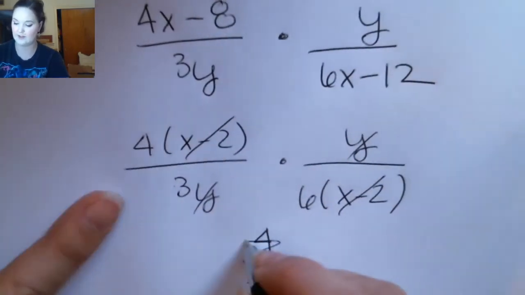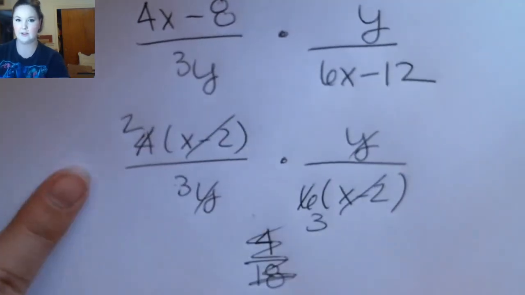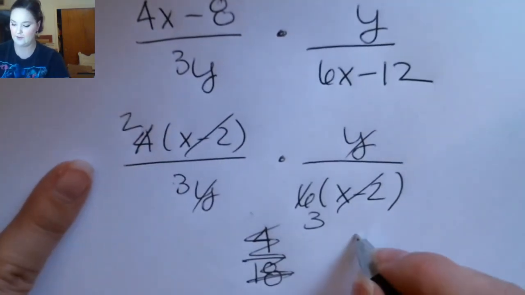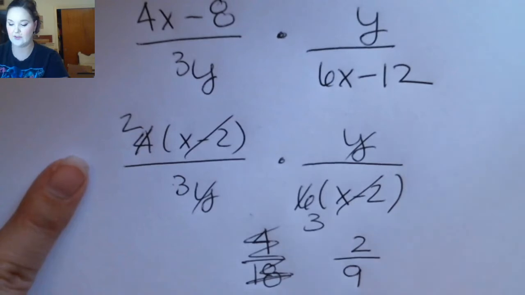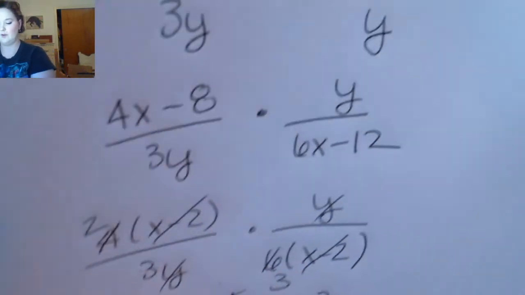Oops, I guess we could have factored more, huh? Cancel a 2 out of there, cancel a 2 out of there. So we'd have 2 in the numerator and 9 in the denominator. Okay, let's look at a little bit harder example.